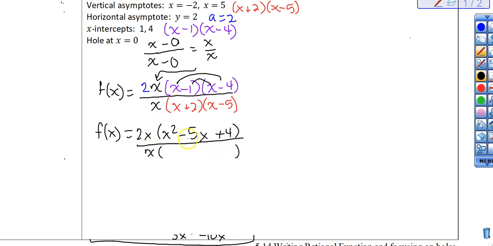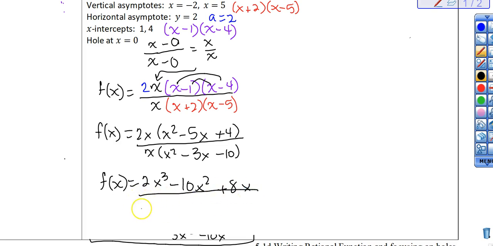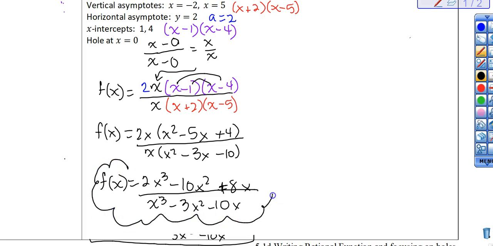Same thing again. I'm going to go ahead and multiply out this binomial pair. x squared. -5x plus 2x is -3x. And 2 times -5 is -10. All right. And then I just have to finish this up by distributing to clear the parentheses. So 2x cubed minus 10x squared plus 8x all over x cubed minus 3x squared minus 10x. And there you have it, worked backwards.